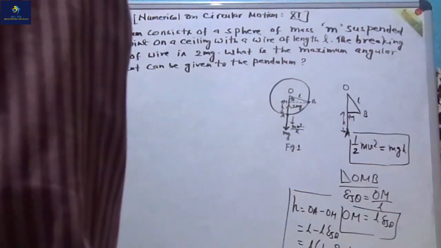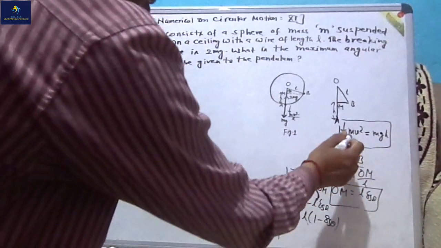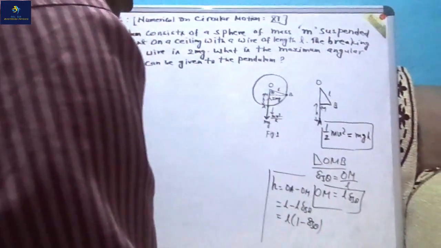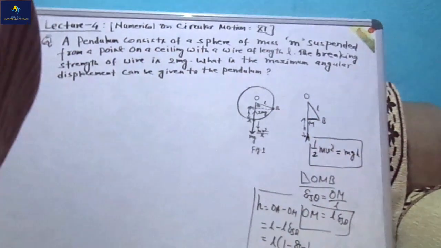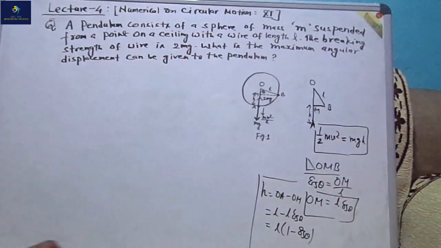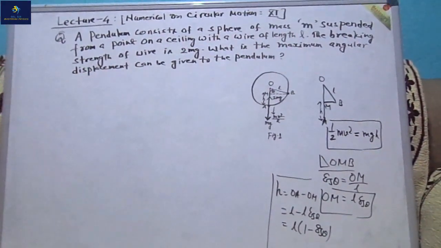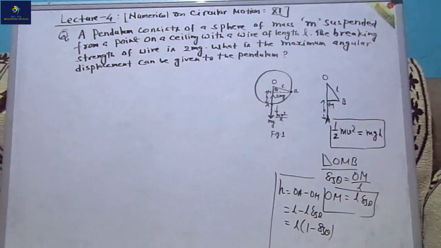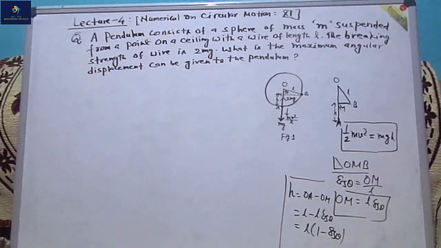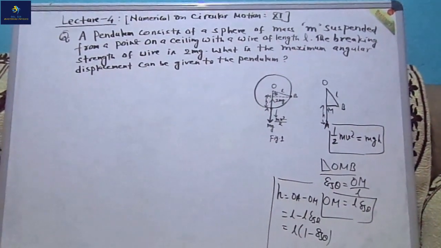Okay, and with the help of this relation, half mv square is converted into the potential energy mgh, so we can find the value of theta. Okay, so the complication is the breaking strength. The maximum tension in the string is also known as breaking strength, and the maximum tension will be at point A, the lowest position of this sphere.